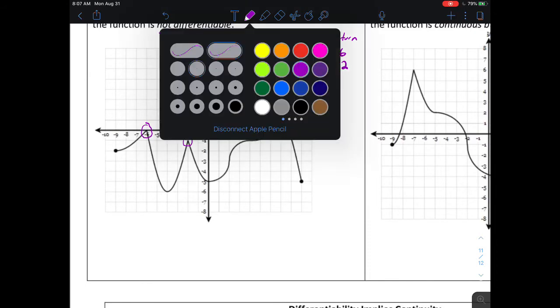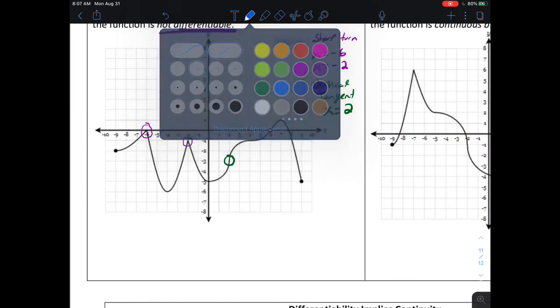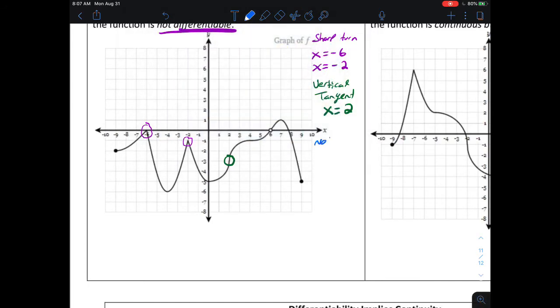All right, so now let's look for vertical tangents. Where does the graph appear to be vertical? It looks like it's getting vertical right here at x equals 2. And I don't really see anywhere else in that interval, so I'm going to say x equals 2. And the last thing you look for is a lack of continuity, so not continuous.